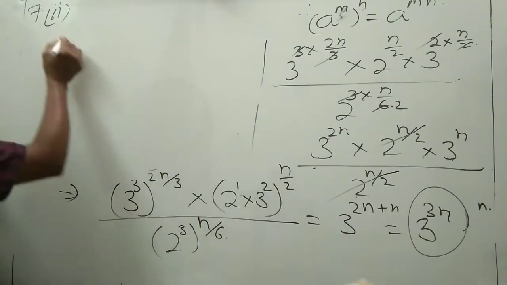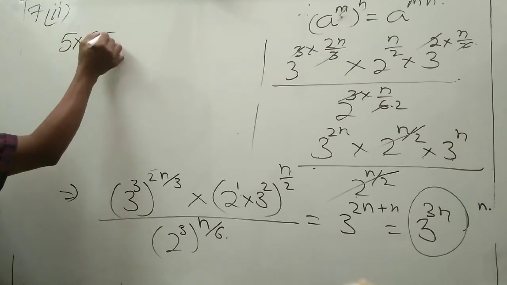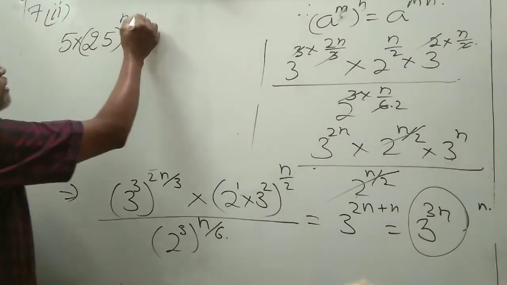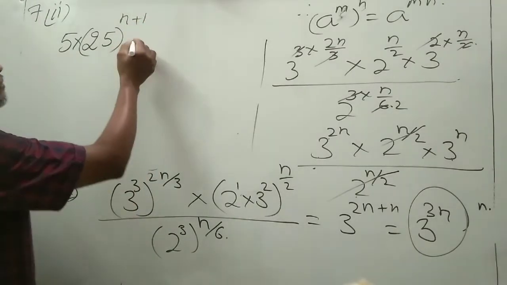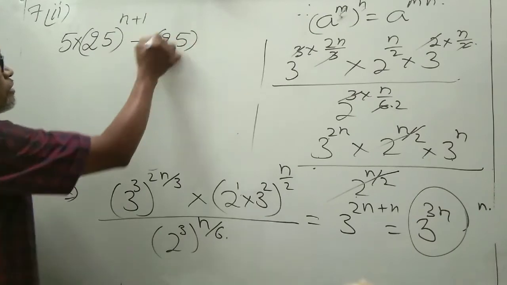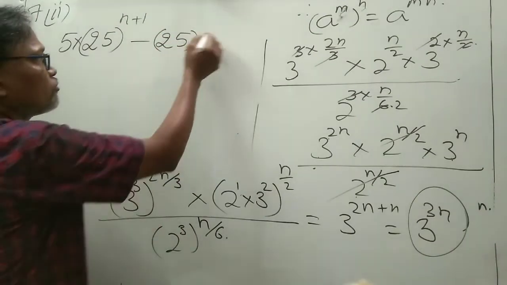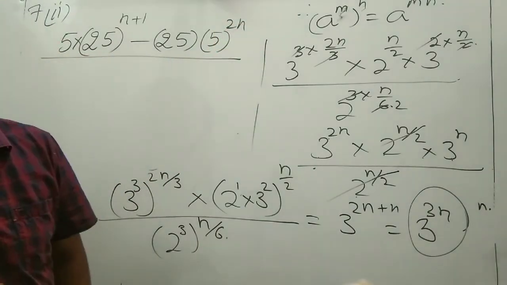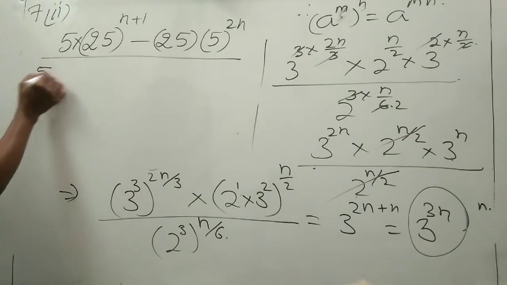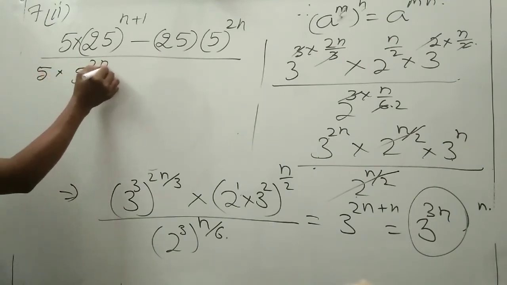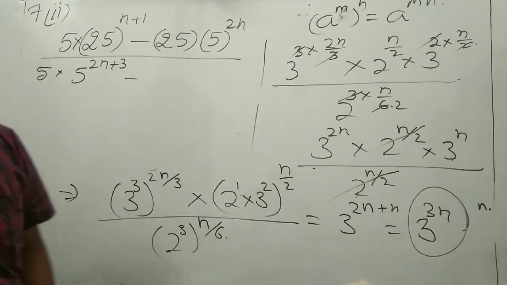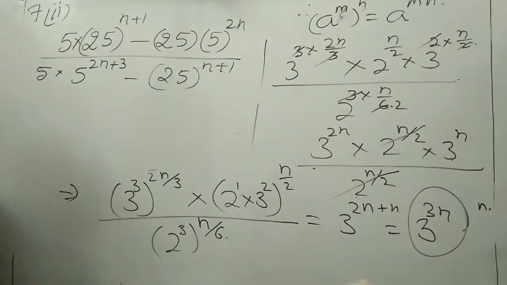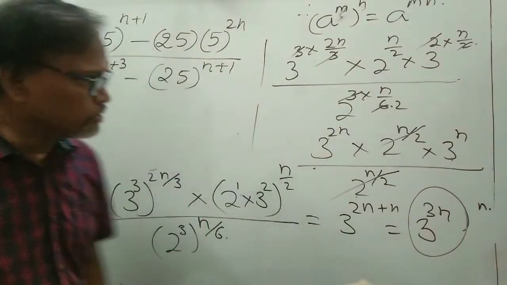5 into 25 to the power n plus 1 minus 25 into 5 to the power 2n, whole upon 5 into 5 to the power 2n plus 3 minus 25 to the power n plus 1. This is the question. You have to simplify.